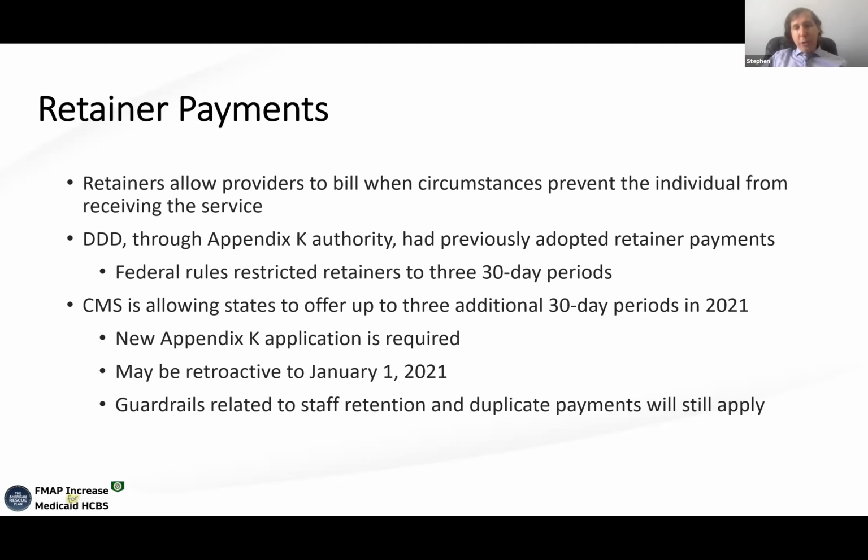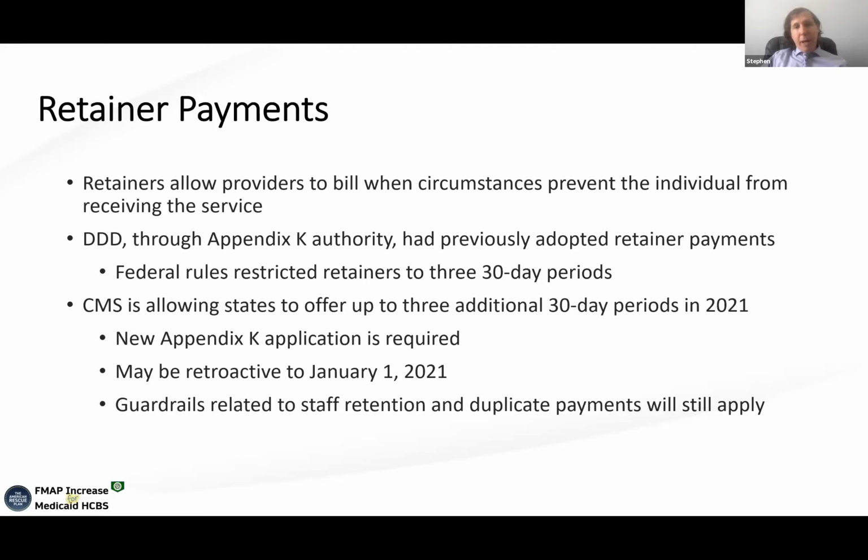If a state chooses to do these additional retainer periods, it can be retroactive back to January the 1st. So that's certainly something that the state's interested in getting feedback on over the next several weeks as it considers whether or not to adopt this particular additional flexibility that has been authorized by the federal government.